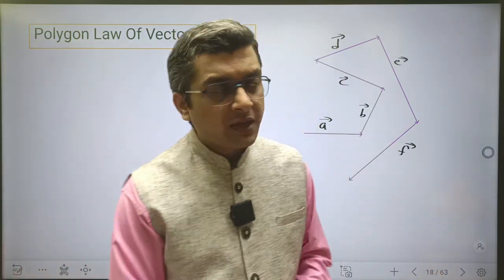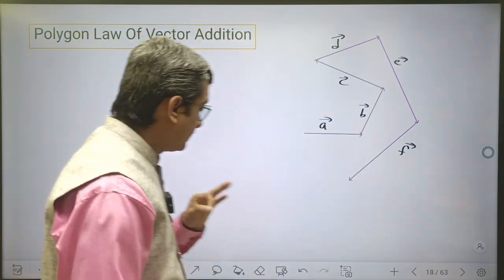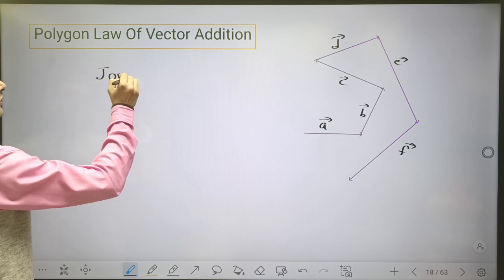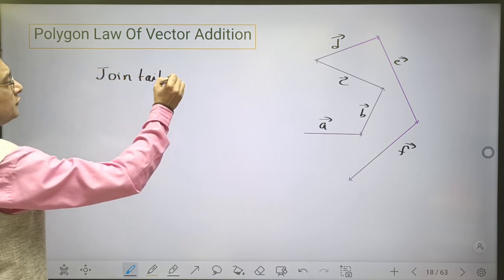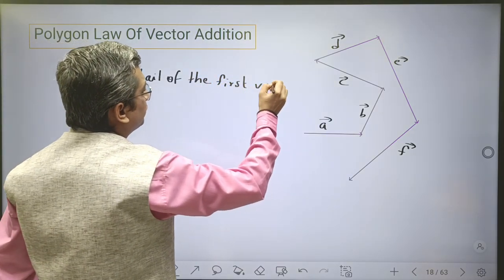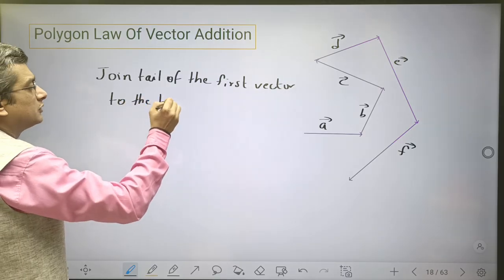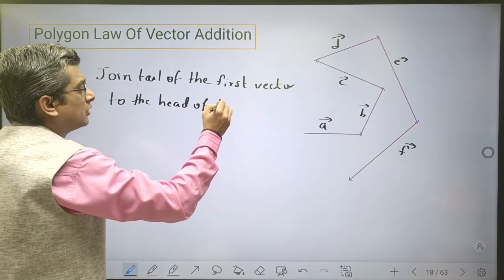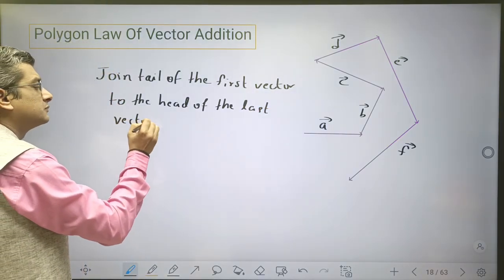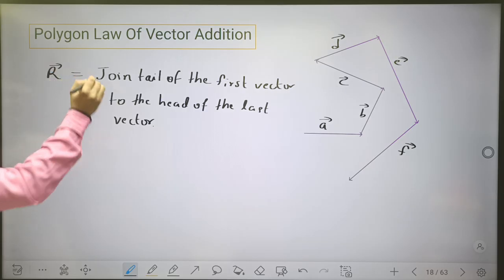Now if you are asked to find the resultant vector, since this is the polygon law, it has many sides. So what you do, the resultant vector is always given by, and this is the key point, remember: join the tail of the first vector to the head of the last vector. What is this? This is nothing but the resultant vector, isn't it?